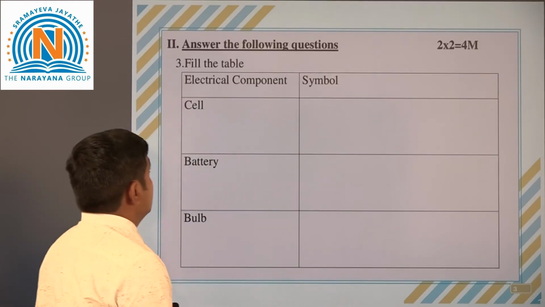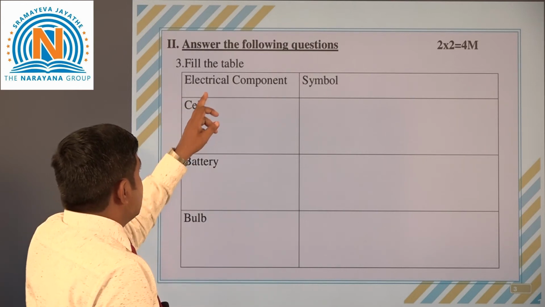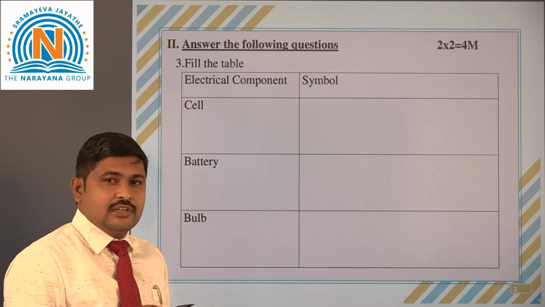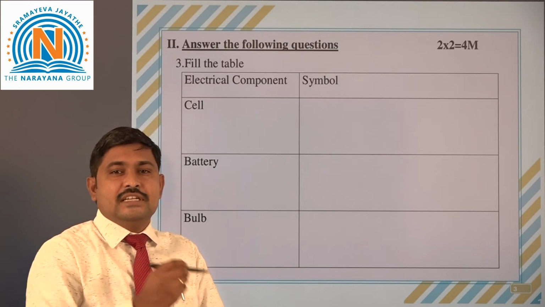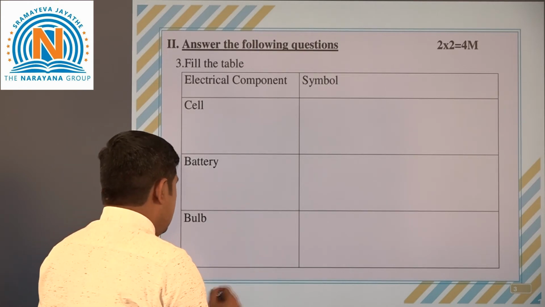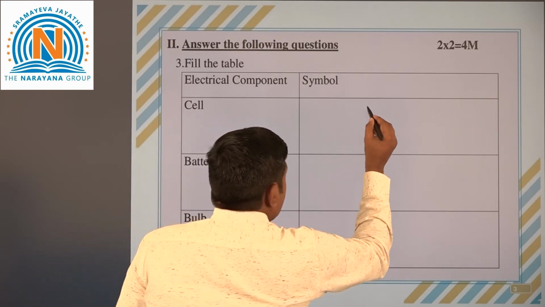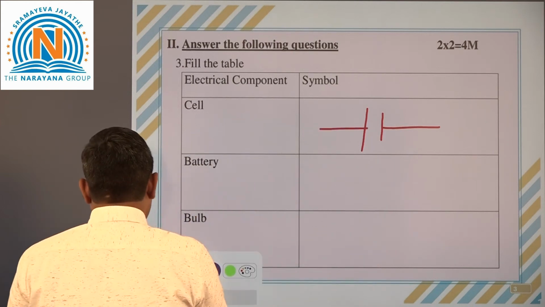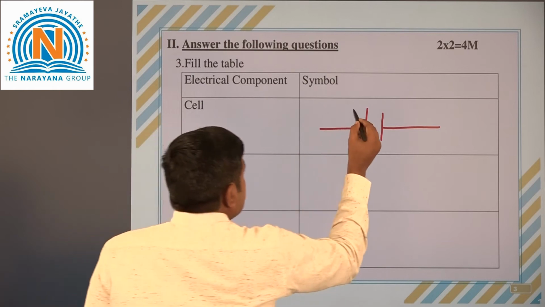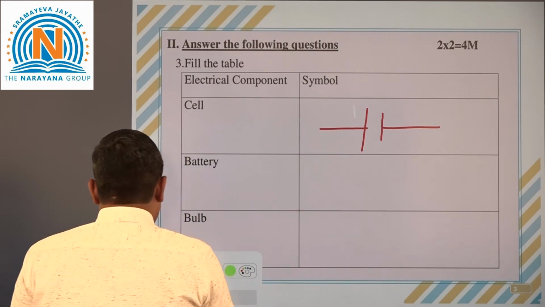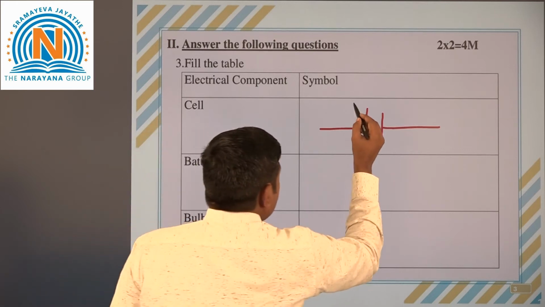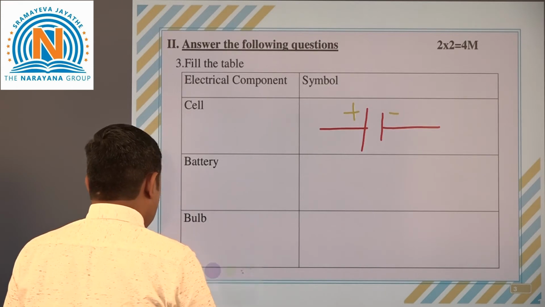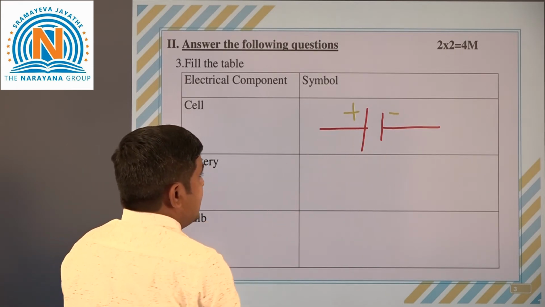Next, go for the third question. Fill the table, electrical component and its symbol. If a cell is there in the simple circuit, how are we going to represent it with a symbol? We can see this very clearly, the symbol that is used. With the symbol, we show the positive and negative potential difference.